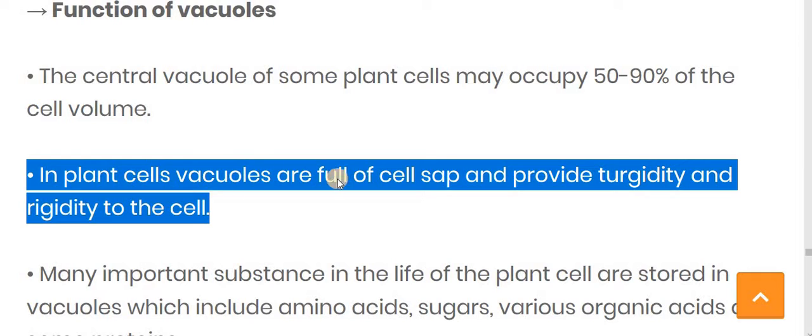In plant cells, the vacuoles are full of cell sap and they provide the turgidity and rigidity of the cell. What is another function of the vacuoles? In plant cells, the vacuoles are full of cell sap, and they also provide mechanical support, like turgidity and rigidity, to the cell.